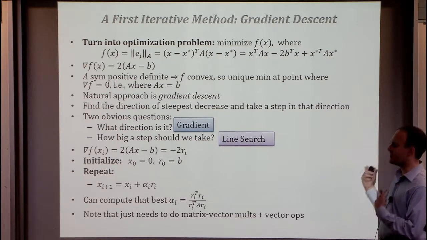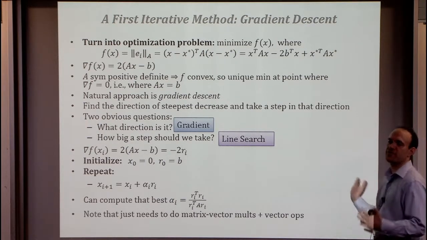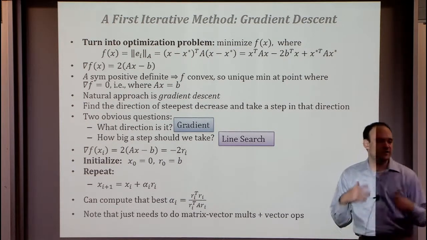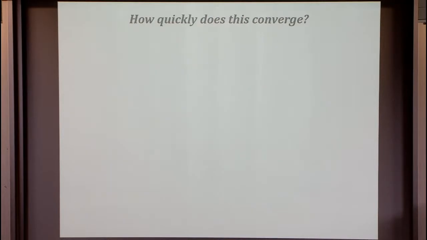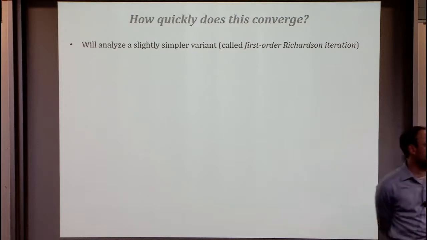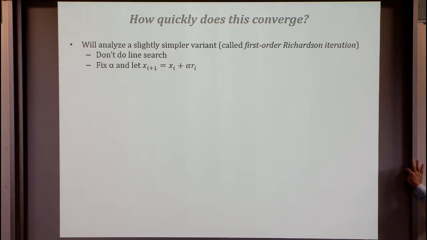We just have to convince ourselves it doesn't take too many steps. And the nice thing to note is that it's a constant number of matrix vector multiplies per iteration. And so at least we have some hope of a good algorithm. Okay, so now let's see how well it does. And for this, I'm going to slightly simplify it. I'm going to analyze what's essentially first-order Richardson iteration. And all I'm going to do is I'm not going to do line search. I'm just going to fix one alpha and use it for all the steps.